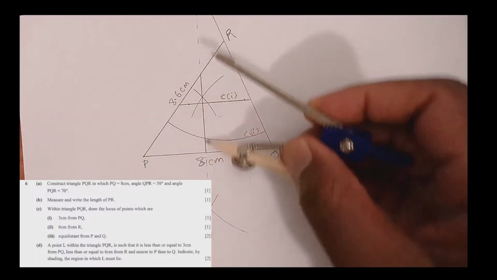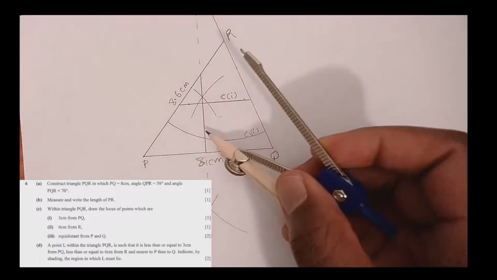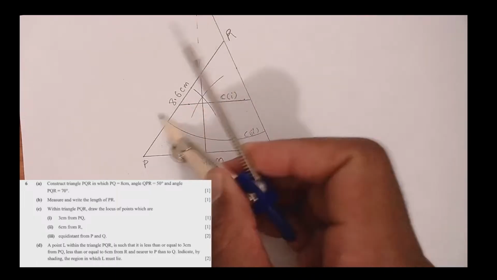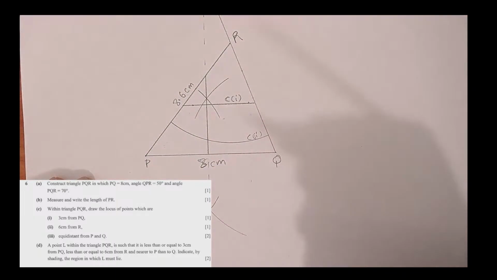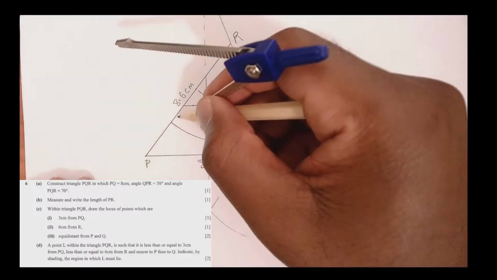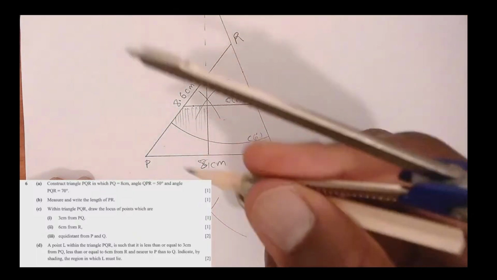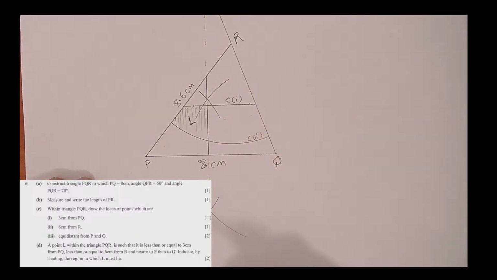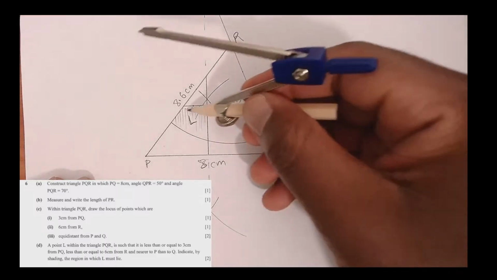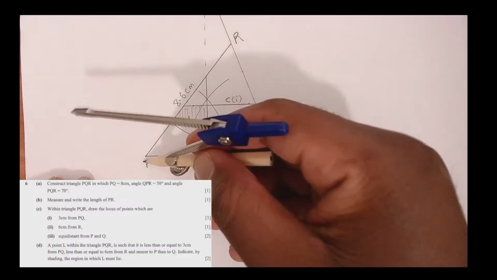Remember, we drew a bisector of PQ. So if it is nearer to P, it's supposed to be on this side, right? Having said that, we can conclude the region. Which one are we going to shade? We're going to shade right here. Okay, so this is the shaded region, and we can label it L.